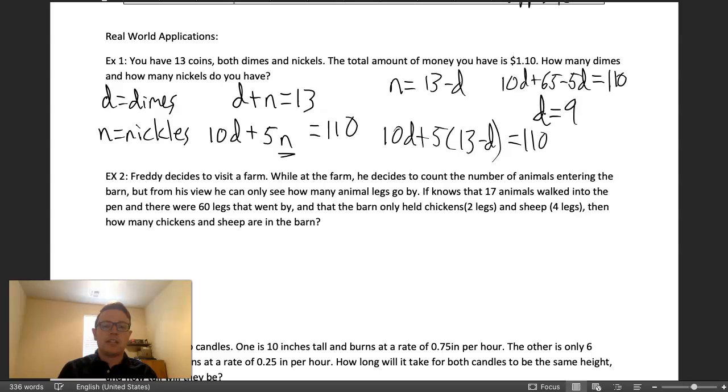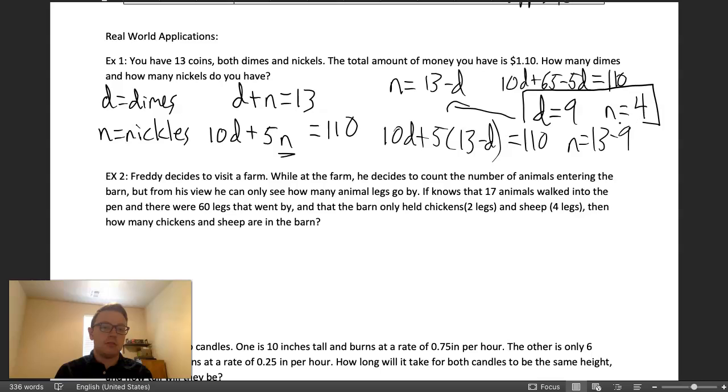So we know our number of dimes is 9, and that's really handy because we know our number of nickels is whatever we have left over. So our nickels will be equal to 13 minus our 9 dimes, and our nickels will be, let's see, what will that be? 4 nickels. Now how do we check and make sure this works? Do we have 13 coins total? We do, we have 9 and 4. And will these add up to $1.10 or 110 cents? Well, we have 90 cents plus 4 nickels will give us 20 cents.